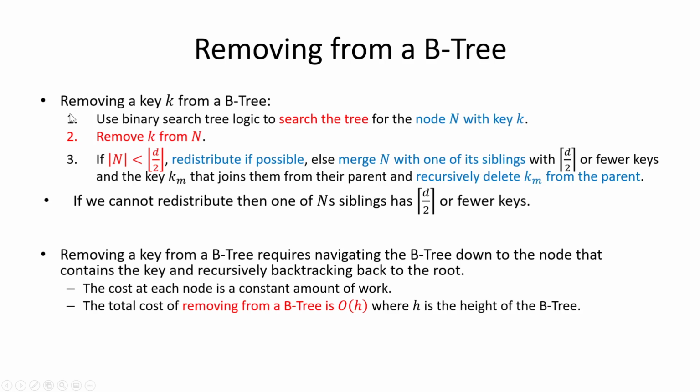So again, removing is going to start out the same way. Use our binary search tree logic to find the key, assuming it's there. Of course, if it's not there, we're done. Finding it there, we remove it. And again, the risk is that we reduce the size of our node below the threshold. Now, I didn't really mention this when we looked at the invariant, but I had sort of in parentheses that sometimes this minimum is omitted.